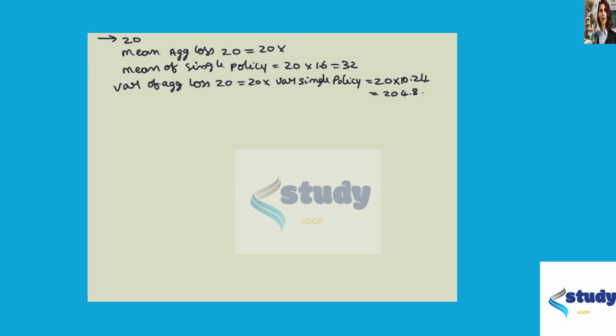So now let us write down the summary of the values that we have calculated so far. The mean of aggregate loss for 20 independent policies is 32 and the variance is equal to 204.8.